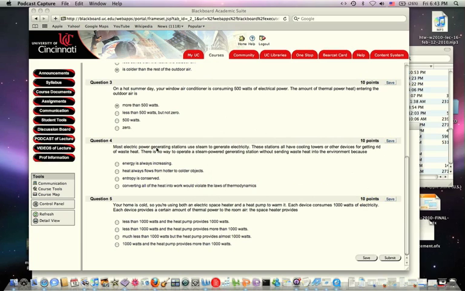Fourth question. Most electric power generating stations use steam to generate electricity. These stations all have cooling towers or other devices for getting rid of waste heat. There is no way of operating a steam-powered generating station without sending waste heat into the environment because, one, energy is always increasing; two, heat always flows from hotter to colder objects; three, entropy is conserved; and four, converting all the heat into work would violate the laws of thermodynamics.